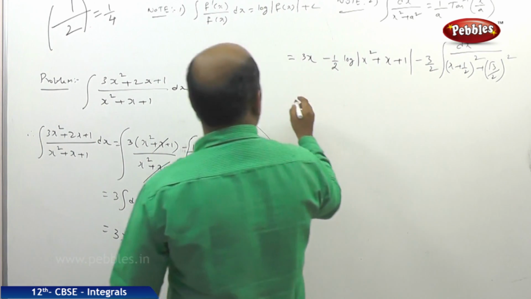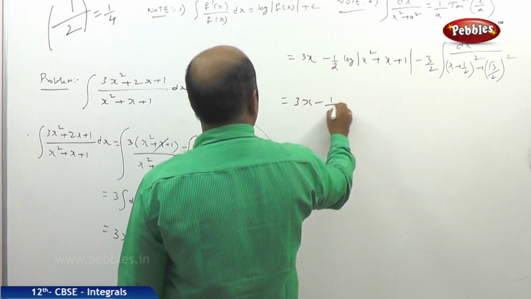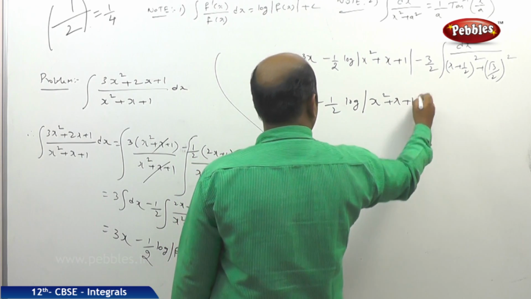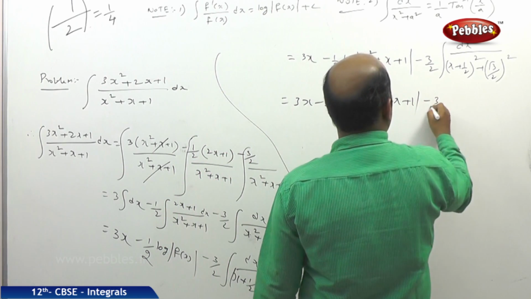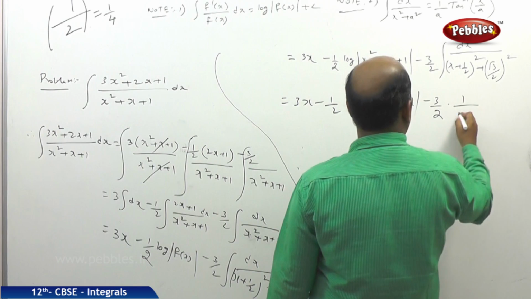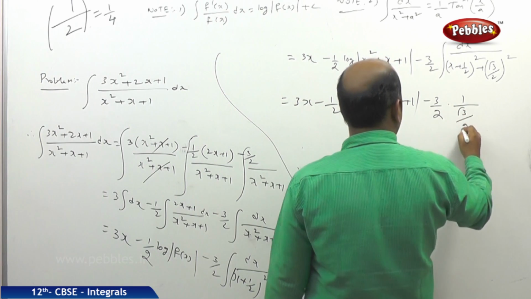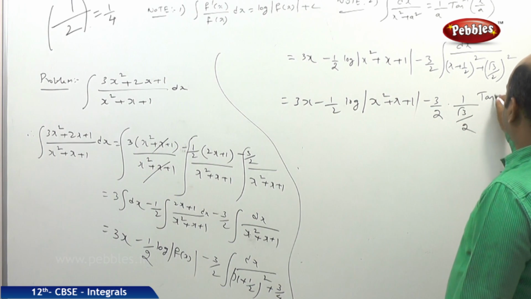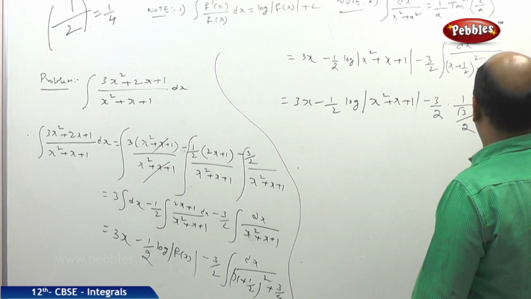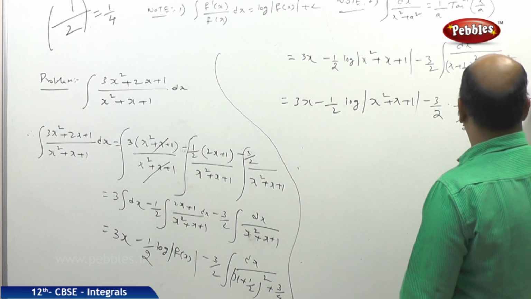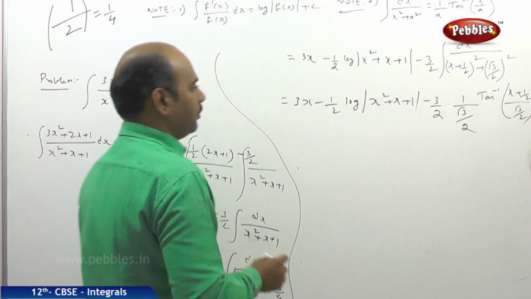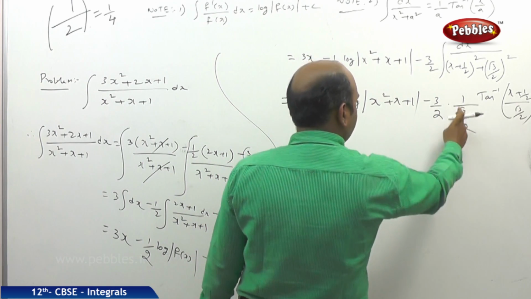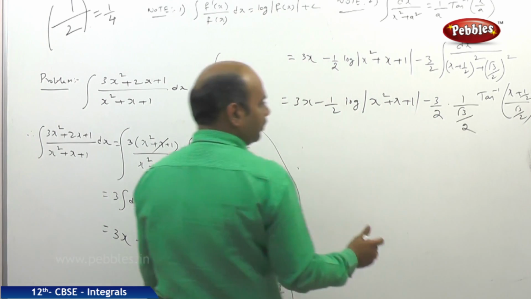So I can write this formula now. (3x minus 1)/2 log mod x square plus x plus 1 minus 3 by 2 into 1 by a. 1 by a means root 3 by 2, because that 3 by 4 is root 3 by 2, tan inverse of (x plus 1 by 2) divided by root 3 by 2. Now if you observe carefully, I think this 2 will get cancelled, because 1 upon root 3 by 2 means 2 by root 3.